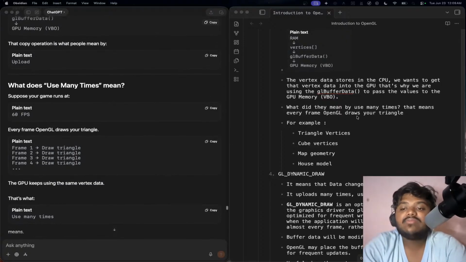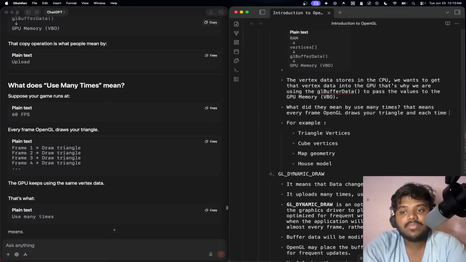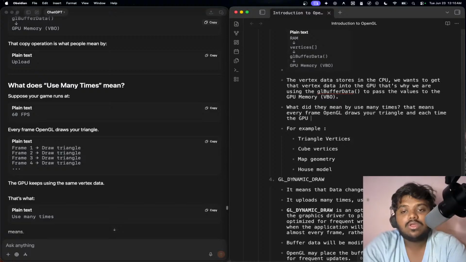Okay, so I kind of get what they mean by this. Every frame, OpenGL draws a triangle, and each time the GPU uses the same vertices data. The GPU keeps using the same vertex data each time.